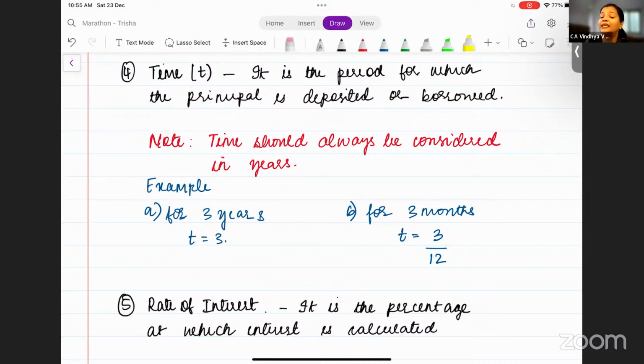But if I say time is 3 months, can you consider it as 3? Of course not. Then how do you consider? You will convert this into years. So to convert months into years, you will divide it by 12. So it becomes 3 by 12. This is very, very important from the point of view of examination. So whenever months are given in the question, you have to always consider it as divided by 12. This is with respect to time.